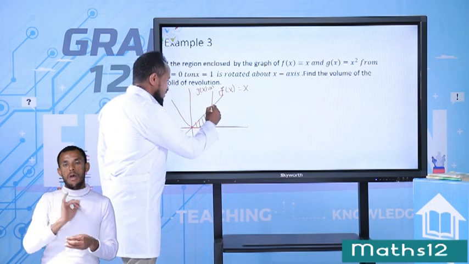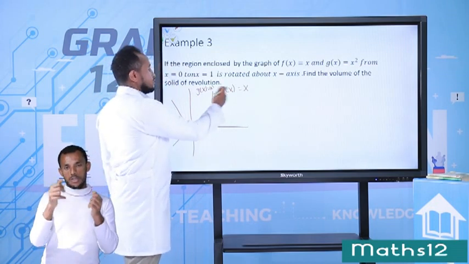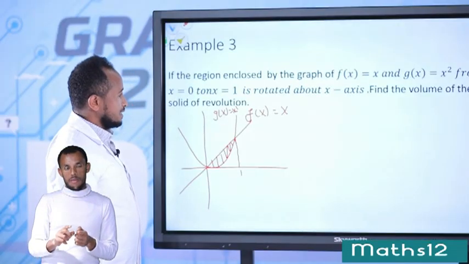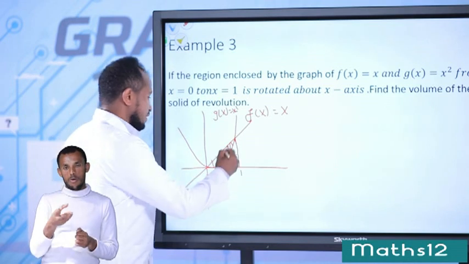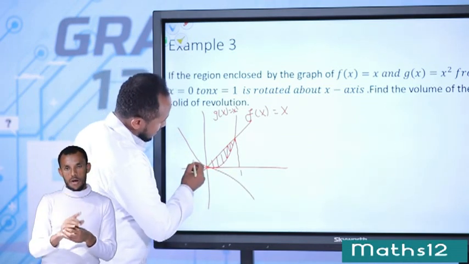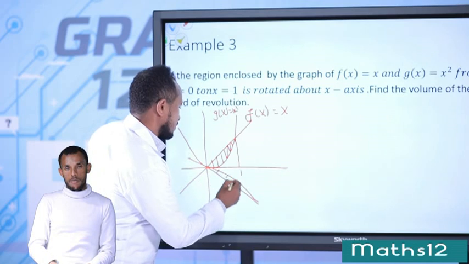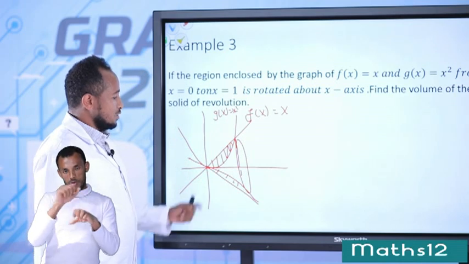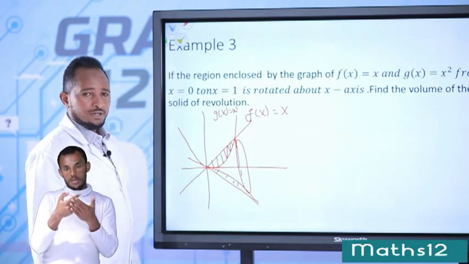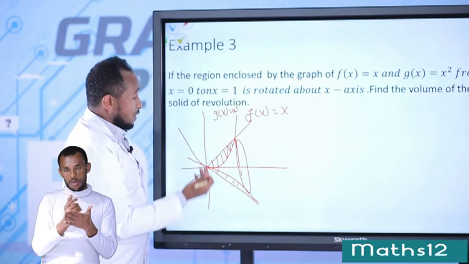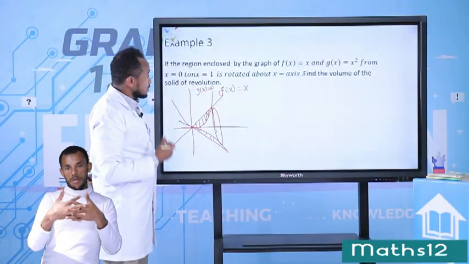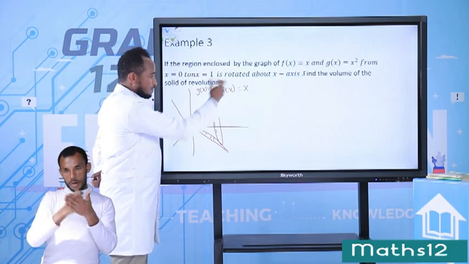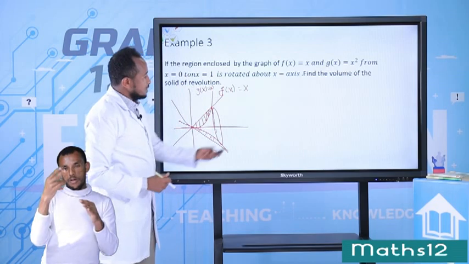I need to find this point, the intersection of the two. Simply you can evaluate the intersection. It is 1, it's (1, 1) and (0, 0). So when you rotate this, you'll have this region. Inside is hollow, a certain part is solid. So you need to find the volume of this. To find that, you integrate the difference of the squares of the two functions. First, you write the upper function, square it, minus the lower function, square it, and you integrate this.